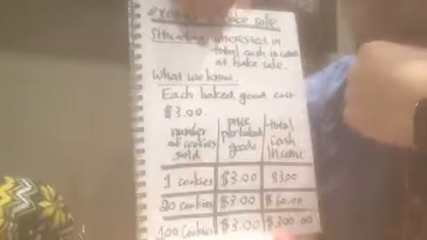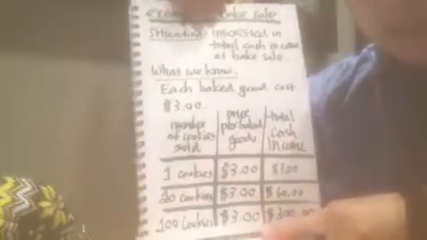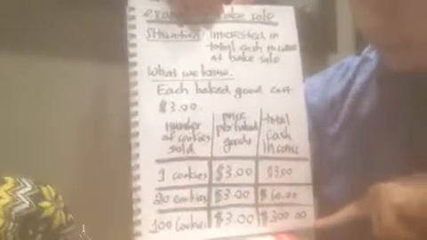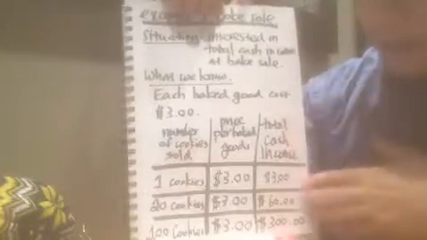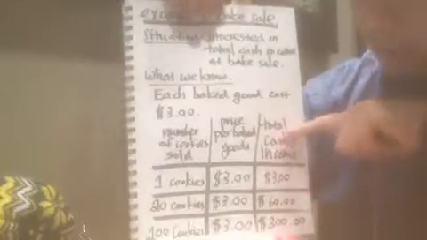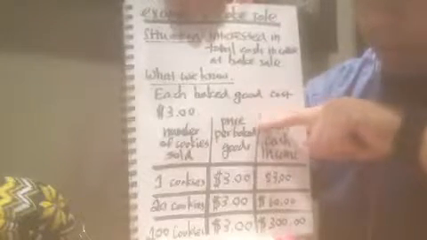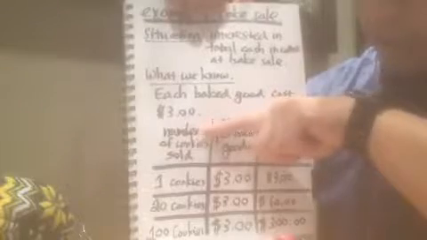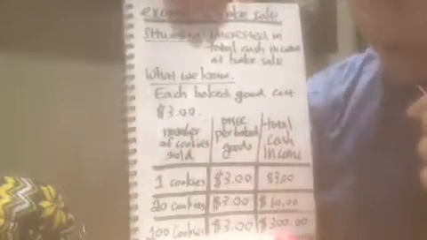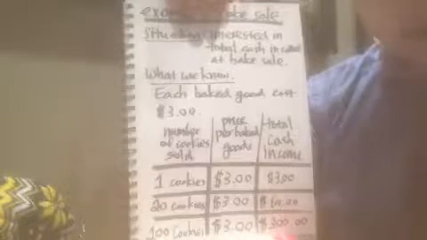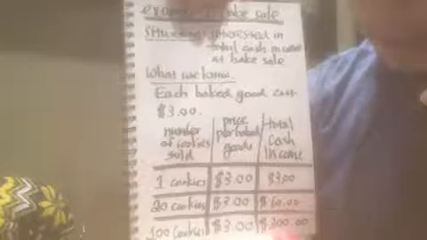Towards the end of the bake sale, we've wrapped up with 100 cookies at $3 a piece. That's giving us $300 in the cash box. So having this information table, notice that I label it. So again, this is the total cash income, the price per baked goods, and this is the number of cookies sold, which, as I described, changes depending on if you are at the start of the bake sale or at the end of the bake sale, right?